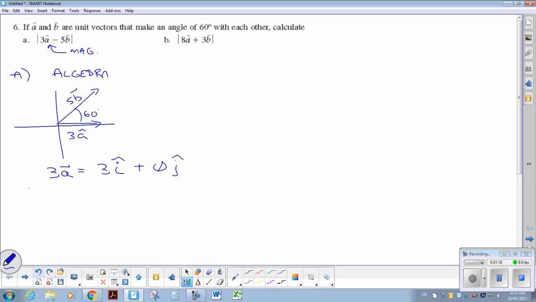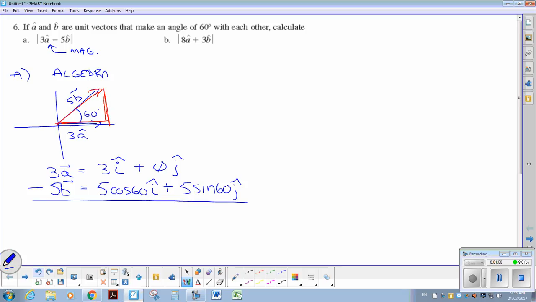Next, we're going to do subtraction. So we're going to subtract 5 times the B vector. The B vector, as it's drawn here, is 5 units long, 5 cos 60. That gives me my x component for that vector, plus 5 sine 60 j, and that gives me the y component for that vector.